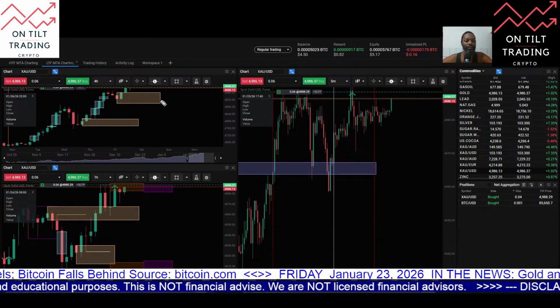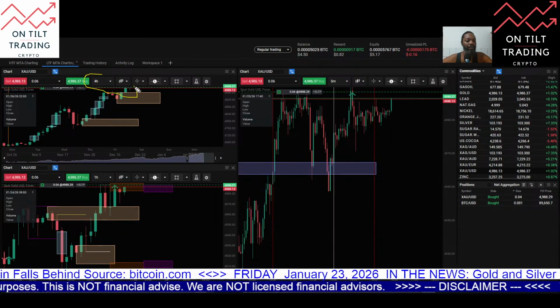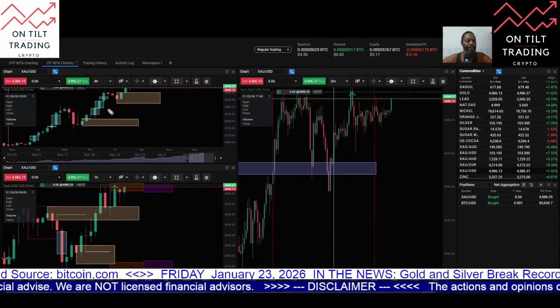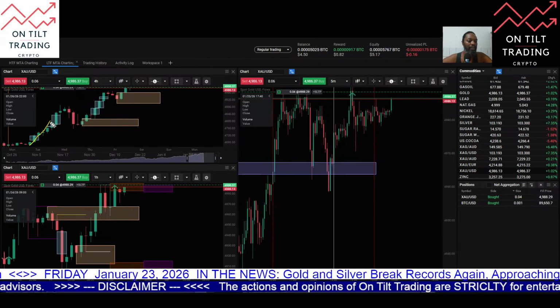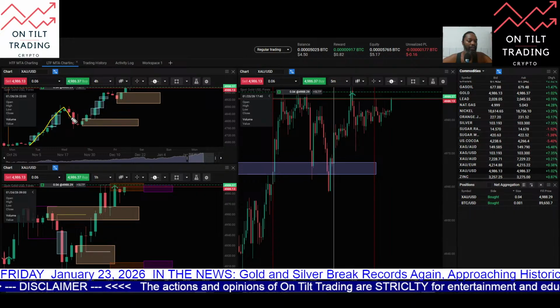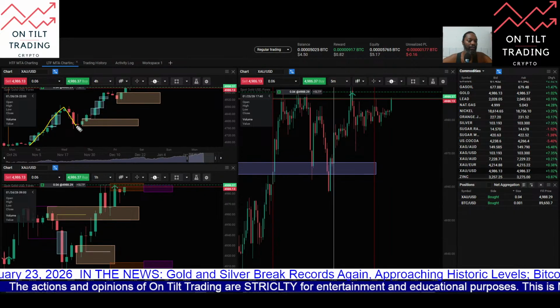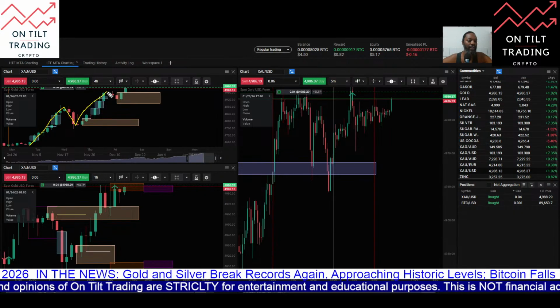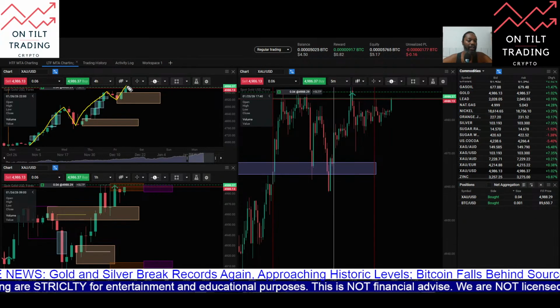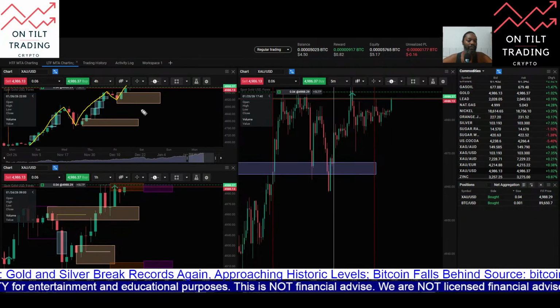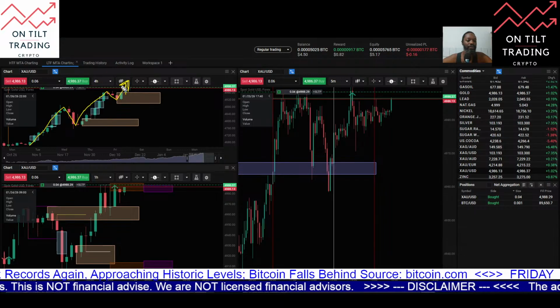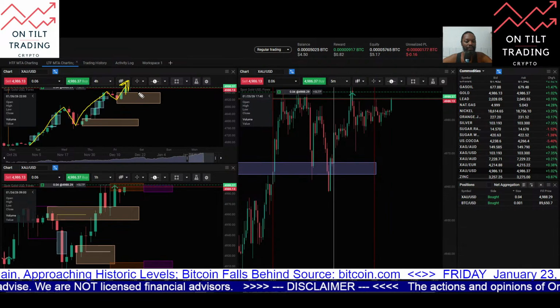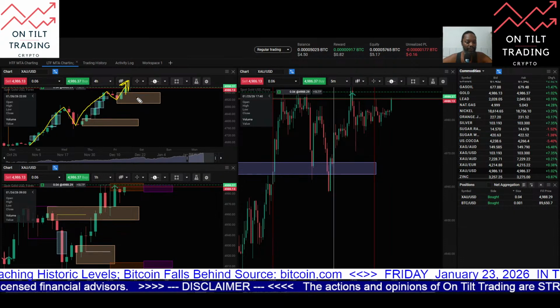So gold, top down, starting here on the 4-hour chart. You can see gold here with a high, a higher low, a higher high, a higher low, and now a higher high. So gold is currently trading in an uptrend here on the 4-hour chart, price being delivered here to the buy side.